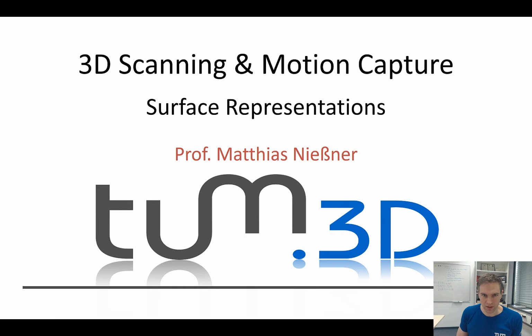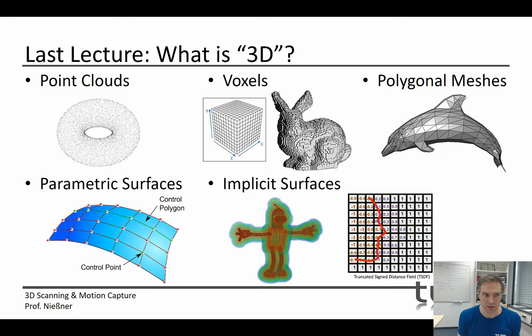So in the last lecture we had a bit of a longer lecture and we mostly talked about what 3D actually is. We talked about point clouds, voxels, polygonal meshes, parametric surfaces, implicit surfaces, and I gave you a pretty high-level overview of what each of these things are and where they might be used, but we didn't go into a lot of algorithmic detail, which is what we're going to do today in a little bit more depth.